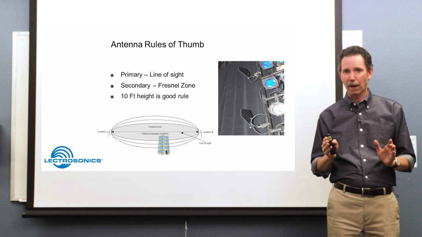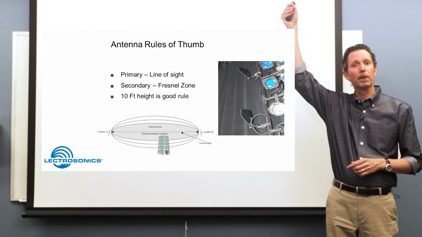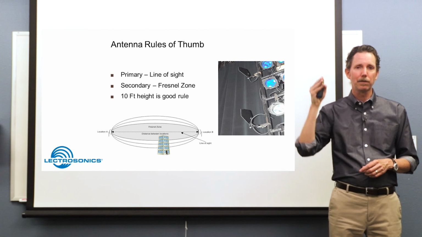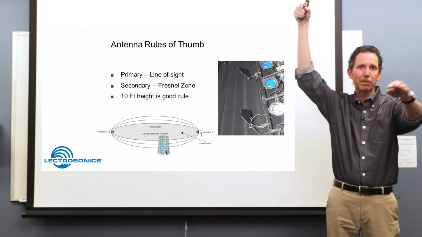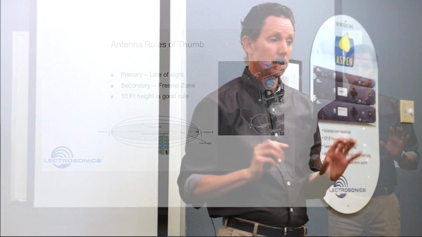So this is the reason why often you see receiver antennas placed fairly high, and 10 feet up is a good rule of thumb. The reason for this is it'll look over most people who are standing nearby and directly down onto the talent. The secondary concept here is called the Fresnel zone.